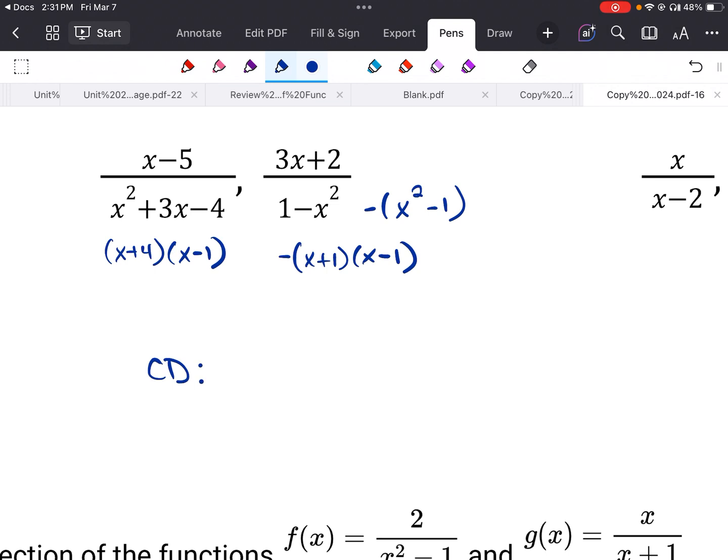Okay, so for the common denominator, what they have different, well, there's a minus sign, like a minus 1 factor, so let's put that in. And then the first denominator has an x plus 4, x minus 1, so we know those are going to be included. But the second denominator also includes an x minus 1, so they cancel out, we don't need to write it again, so the only thing different is the x plus 1.